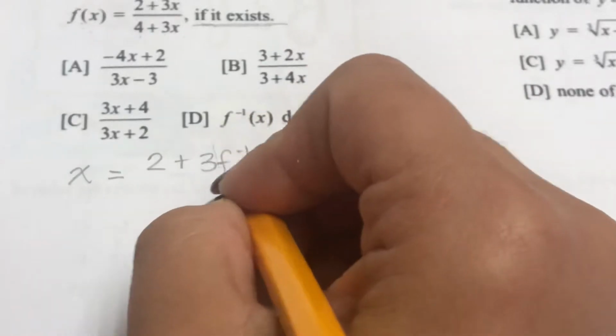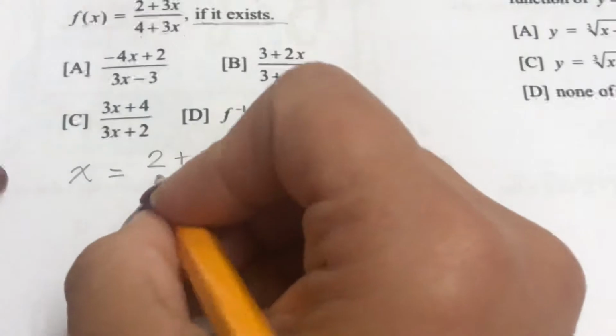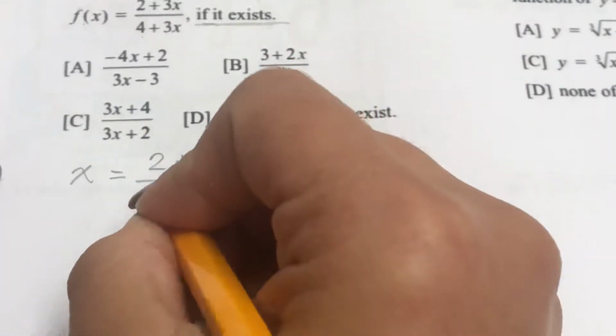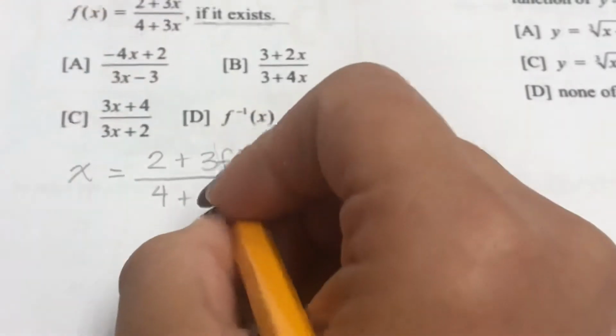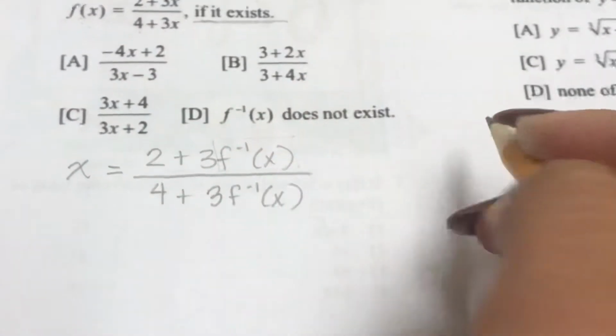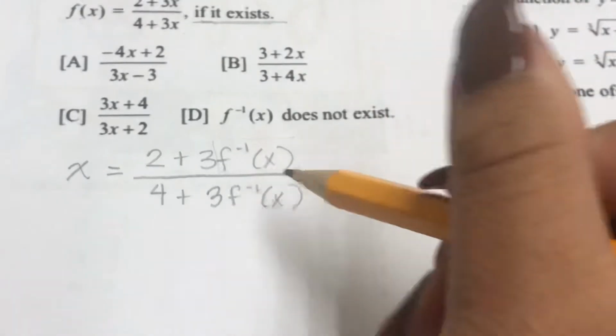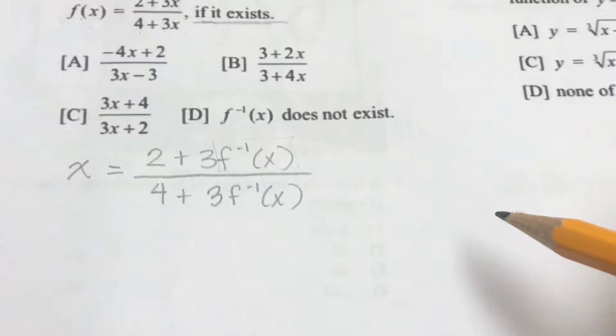Okay, this is a whole notation. If you want to use y for now, you can. Divided by 4 plus 3. Instead of x, I'm going to swap it with f inverse of x. And I gotta solve for that. That's what I gotta solve for. How are we gonna do all that?